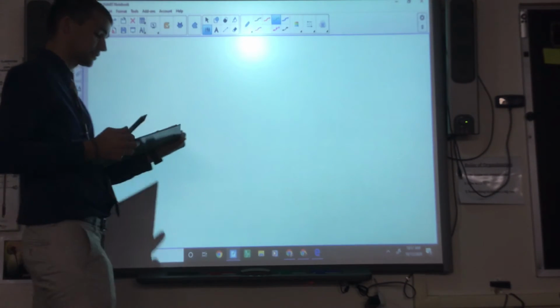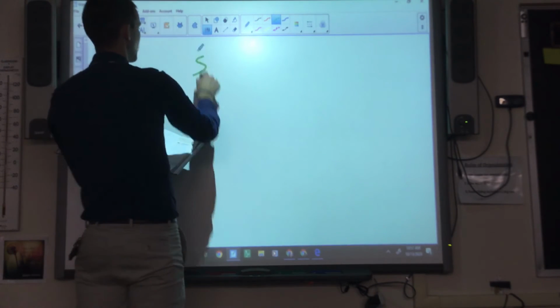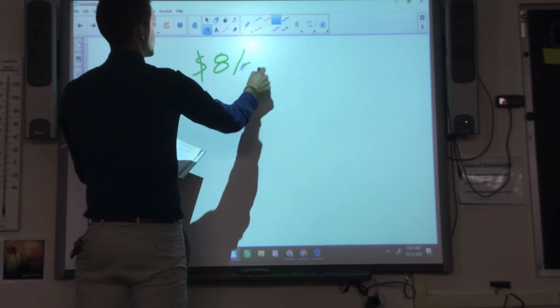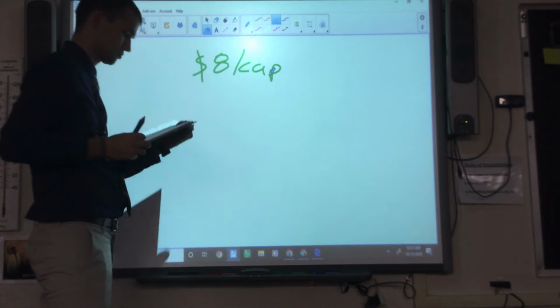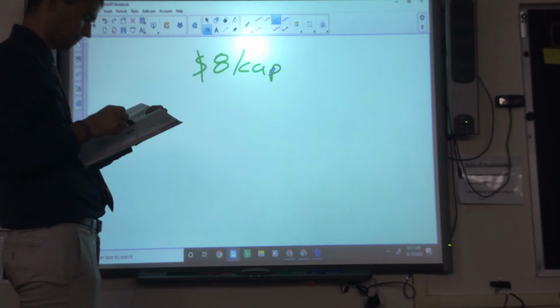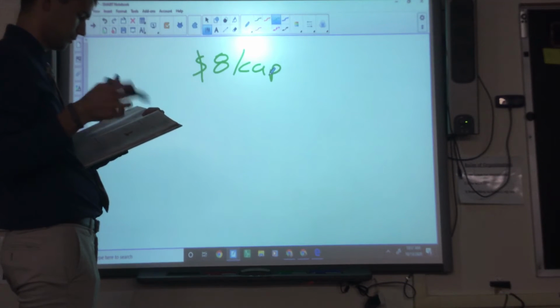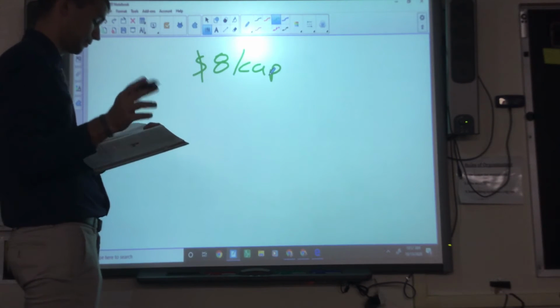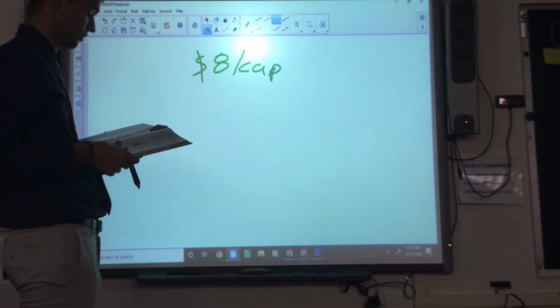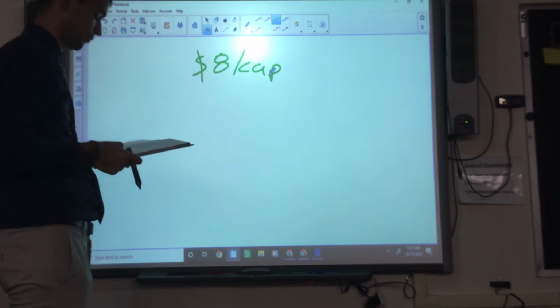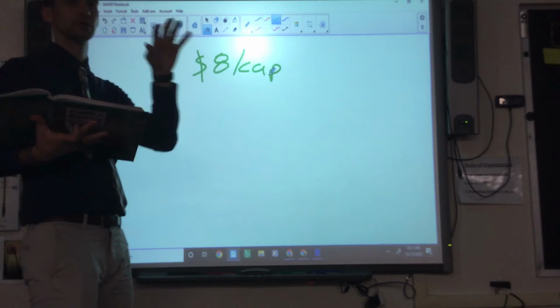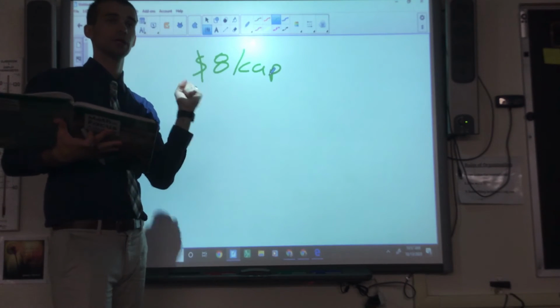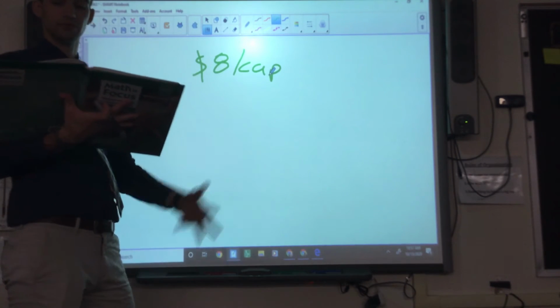So Alina's buying some baseball caps. Each cap costs $8, so it's $8 per cap. The amount that she pays for the cap is directly proportional to the number of caps that she buys. Write an equation to represent the direct proportion. So this is where you have to look at the words and say, how do I put those into numbers or letters or variables?